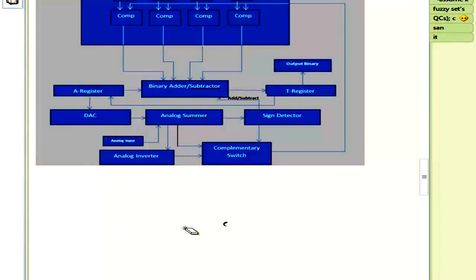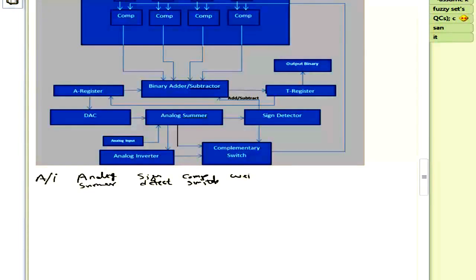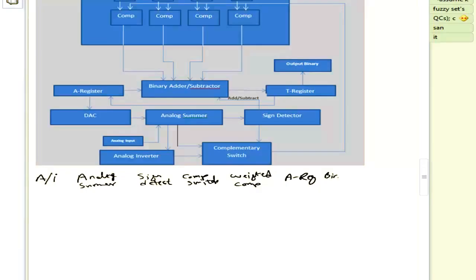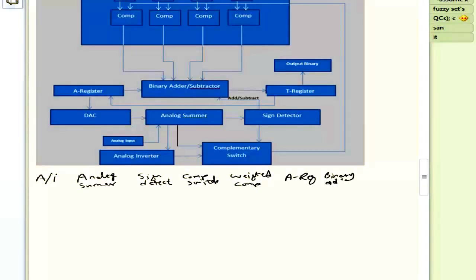Now we want to trace the conversion process. We need to trace each component, so we write here: analog input, analog summer, sign detector, complementary switch, weighted comparator state, A register, binary adder subtractor, T register, and DAC.